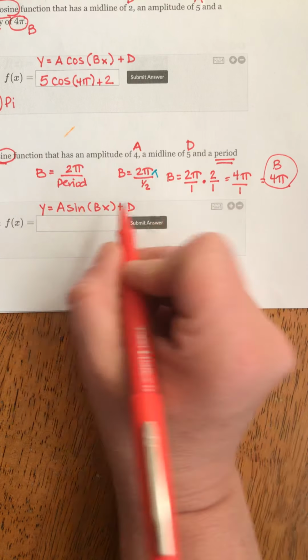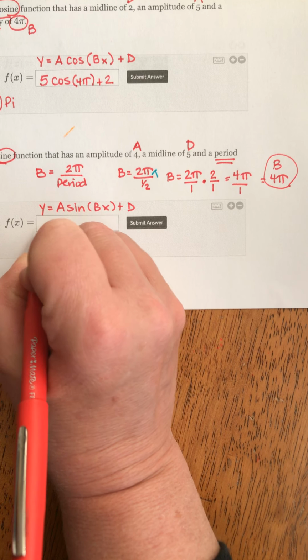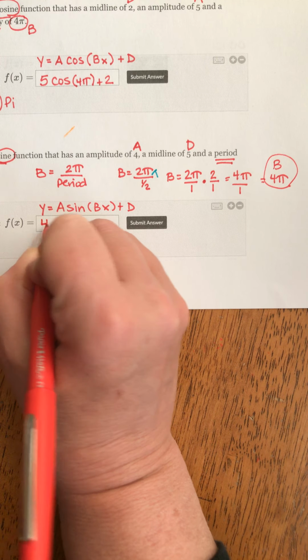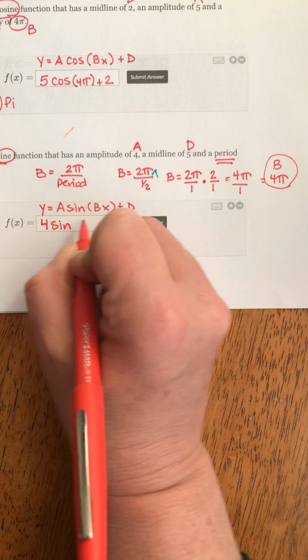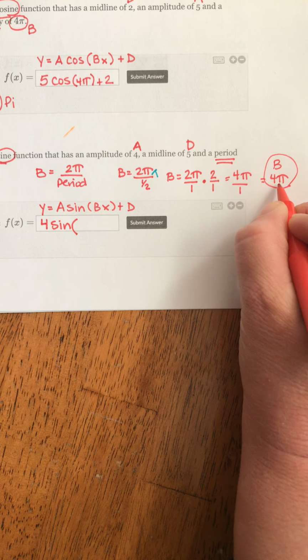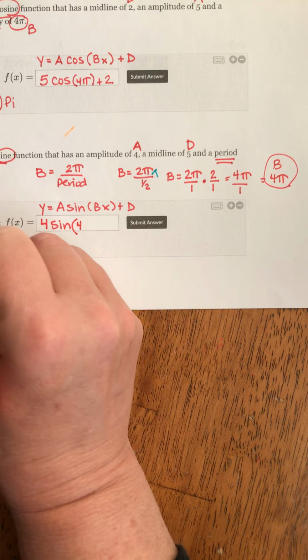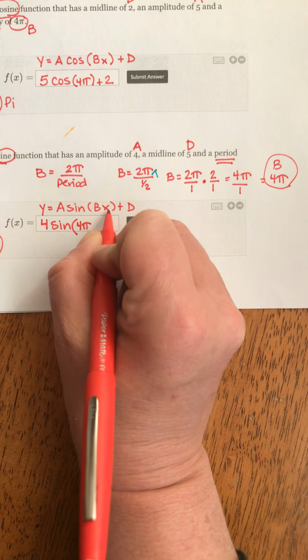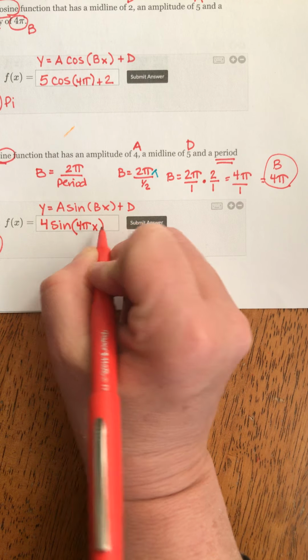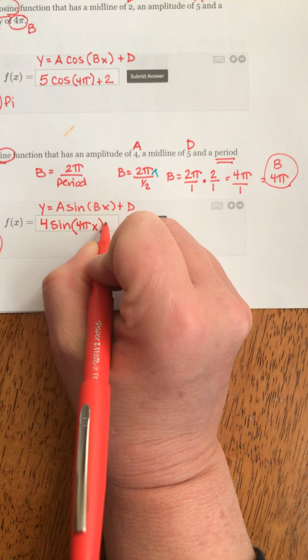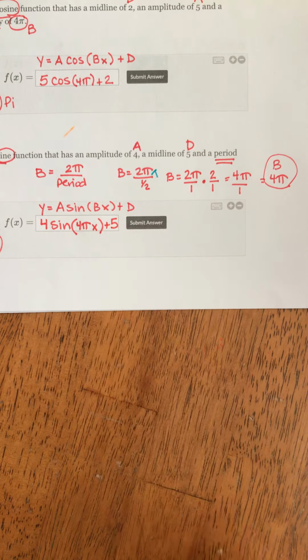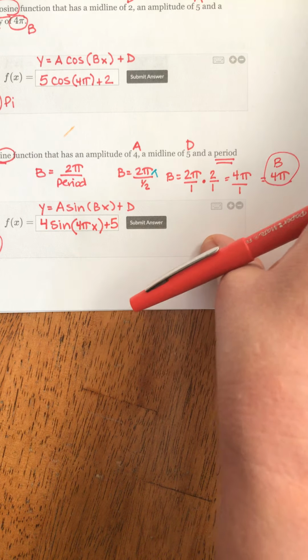So let's plug in these values into the equation. A was 4, sine, parentheses, B is 4 pi, so I would have to type 4 and then hit this pi button right here. And then don't forget the x. And then D was 5. And you hit submit and you'd get that right. All right, that's what we're doing today. Let's do a couple more.